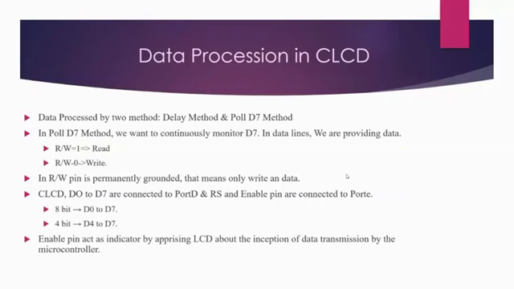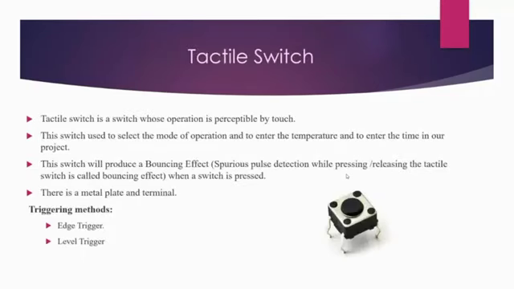Tactile switch. A tactile switch is a switch whose operation is perceptible by touch. The switch is used to select the mode of operation and to enter the temperature and the time in our project. The switch will produce a bouncing effect when it is pressed. There is a metal plate and terminal in the tactile switch. Triggering mode: it has two triggering methods, edge trigger and level trigger.